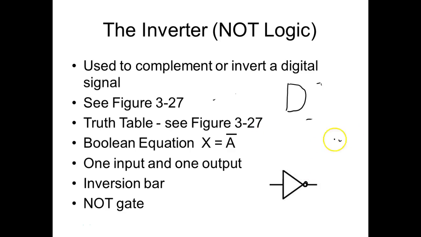Well, here the truth table would be real easy. This output is X, input is A. So I'd have A, and then I'd have X. I'm only going to have 2 entries in my truth table because I only got 1 input. So I'd start off with 0. What would the output be? 1. And then 1 would give me a 0. So that's the truth table for an inverter, which does NOT logic.